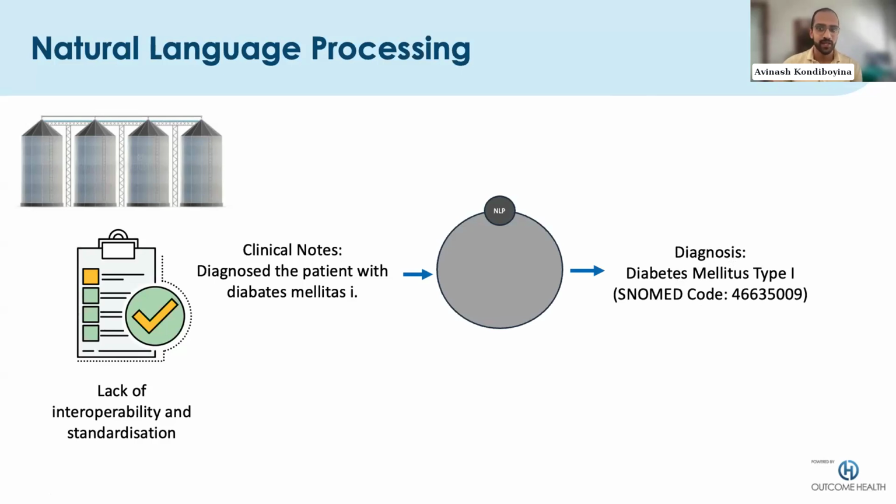IBM's Watson Health utilized natural language processing to analyze vast amounts of unstructured medical data, and by doing so, the system could identify patterns and predict patient outcomes. On average, Watson found 1.2 more important problems missed by physicians per patient.